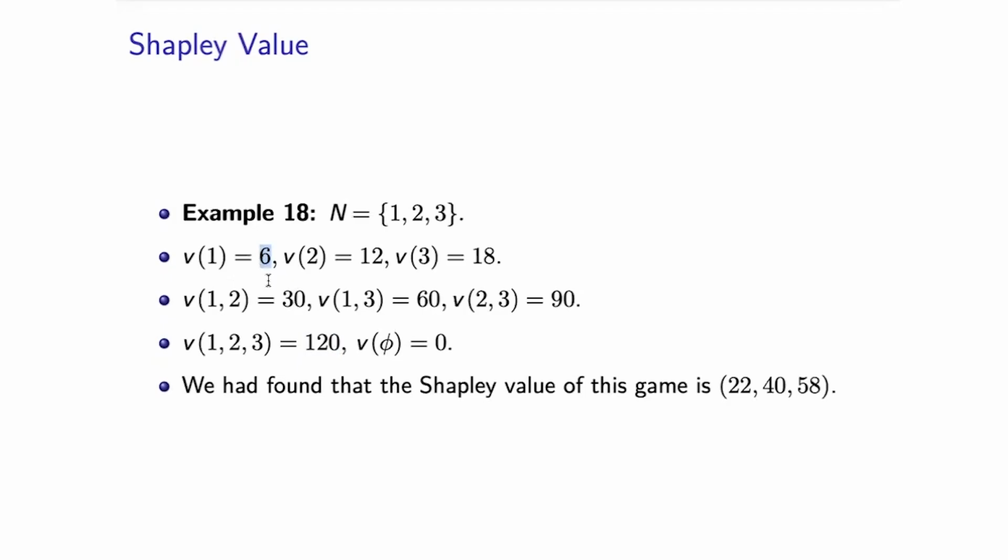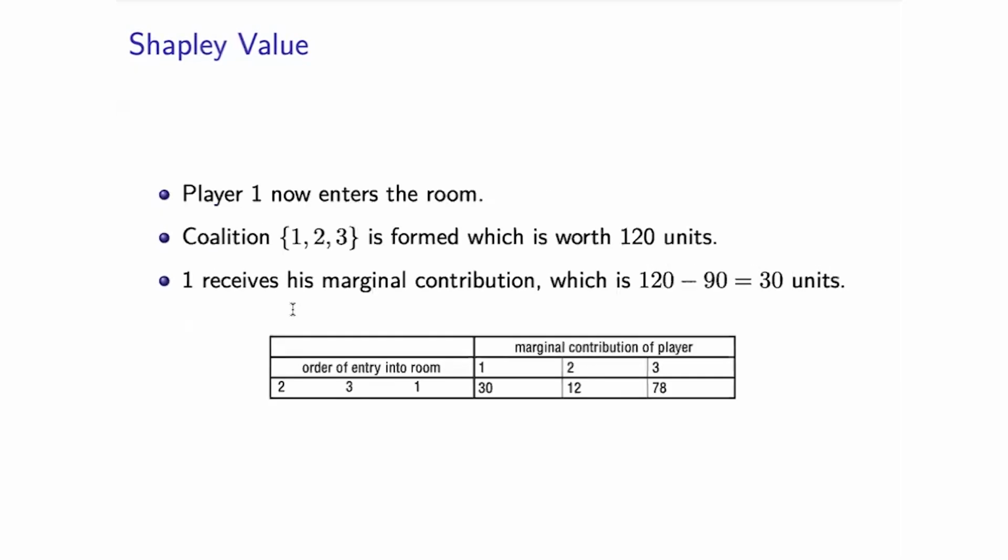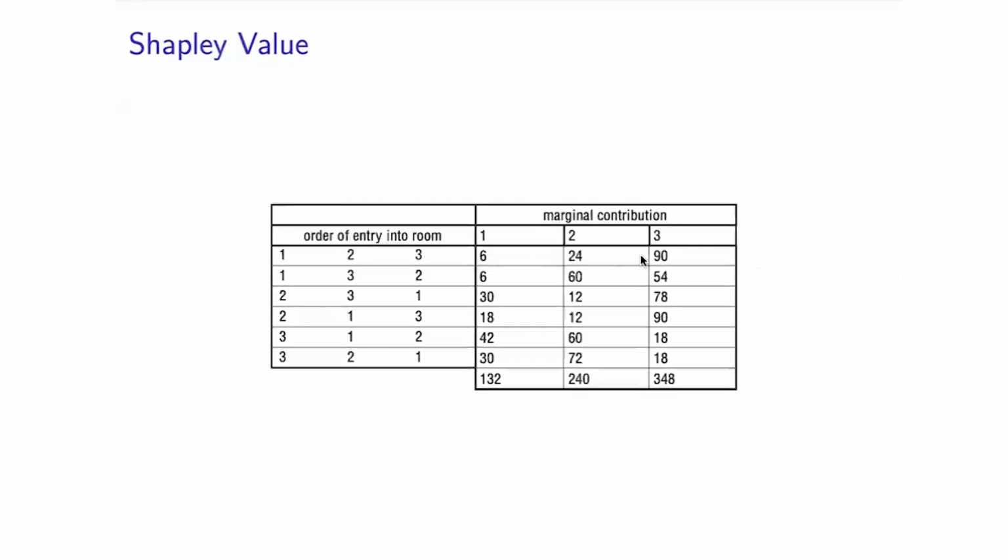So therefore, 2 received 24, which is the difference between this and this. And then 3 entered, and therefore 3 received 90, right? Because now it is 120 and it was 30 earlier, right? So you can just note it down here. And similarly, you can easily find out for all the orders what the different marginal contributions are.